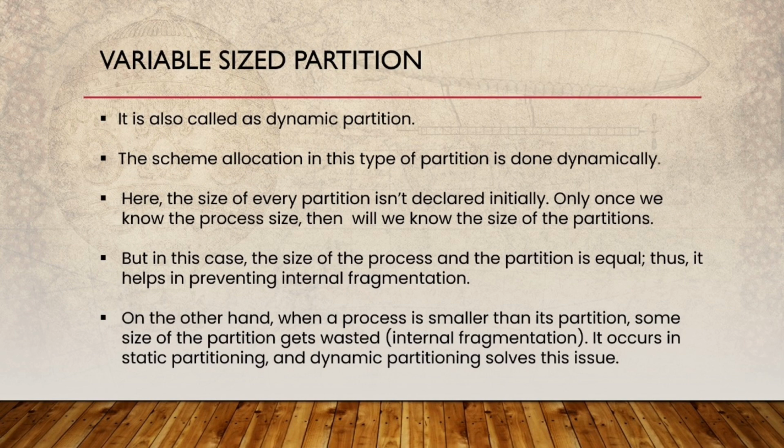Let's see the second approach to implement contiguous memory allocation, that is variable sized partition. It is also called dynamic partition. The allocation in this type of partition is done dynamically. Here the size of every partition isn't declared initially. Only once we know the process size will we know the size of the partition. In the variable sized partition, the size of the process and the partition is equal. Thus, it helps in preventing internal fragmentation.